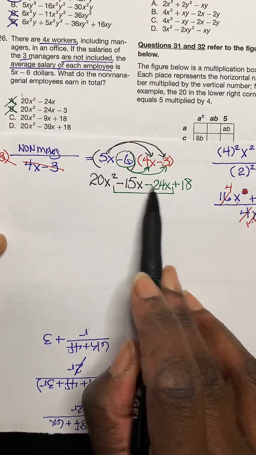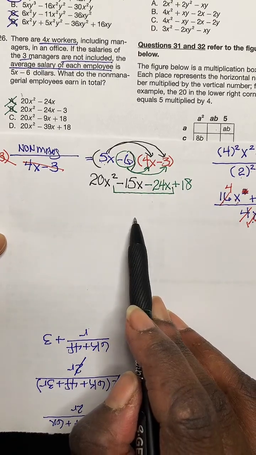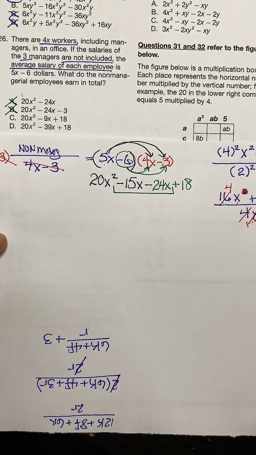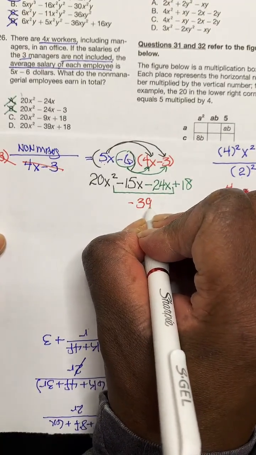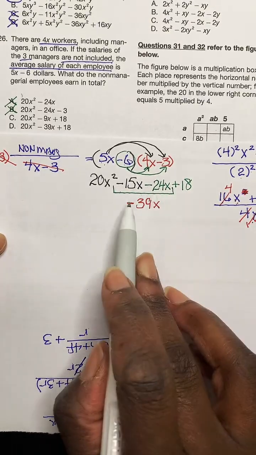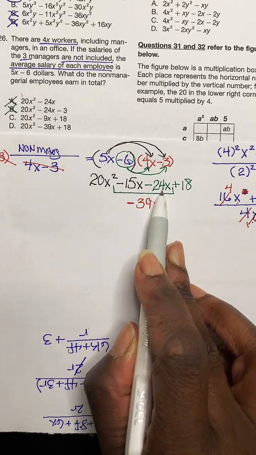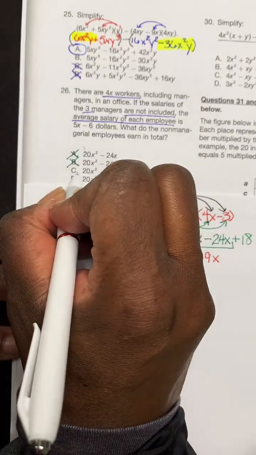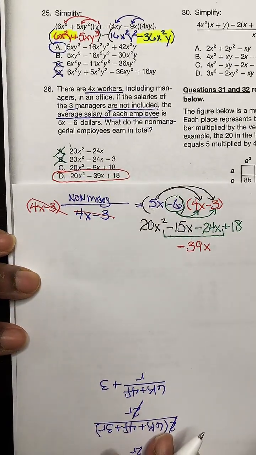So since both of them are negatives, and the rule is when the signs are the same, you keep the sign and you add them together. So actually, it's going to be a negative 39x. Since both of them are negative, we keep the sign and then we add the 15 and the 24. So from here, I see my answer. My answer is D. I circle it, I bubble it, I click it, and I move on.